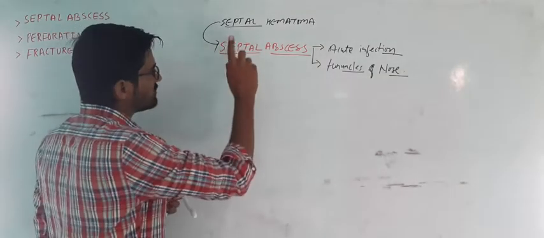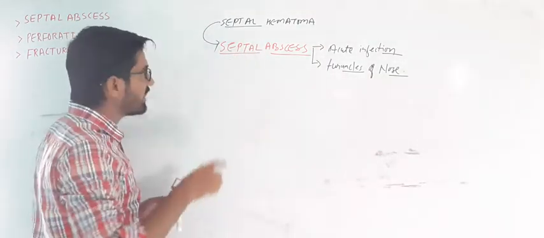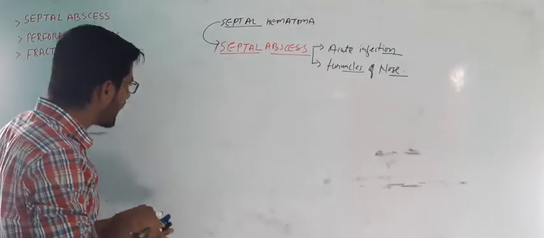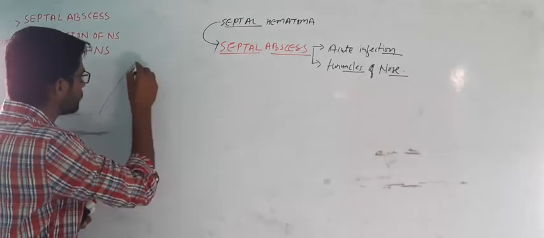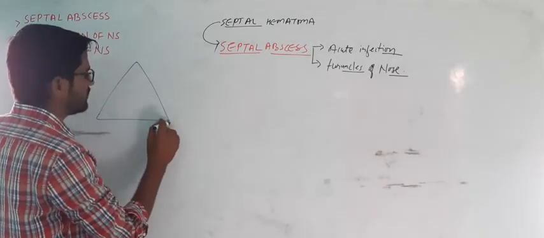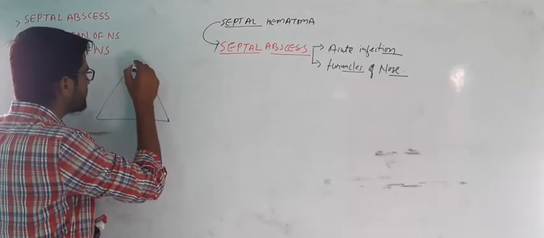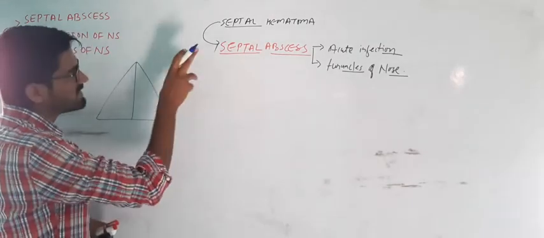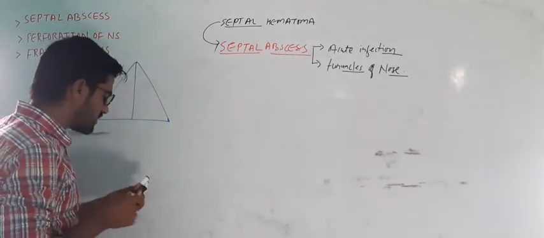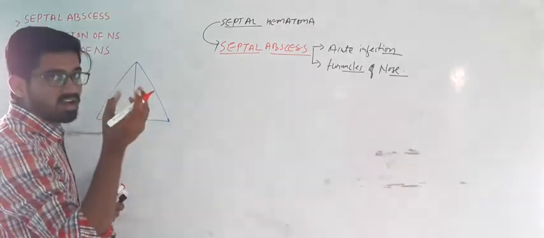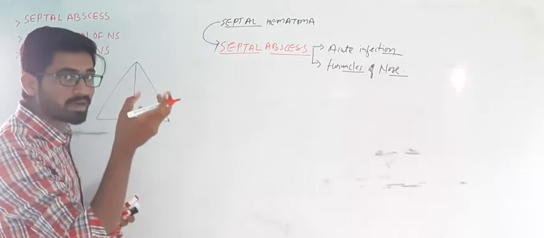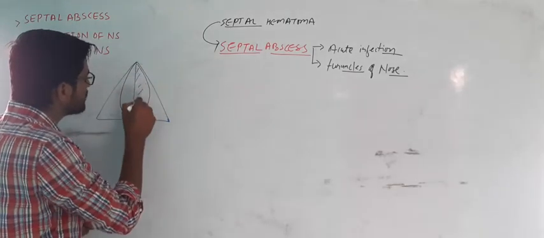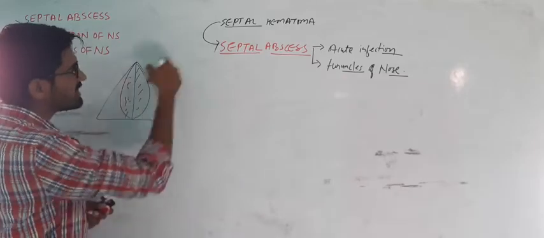Now, I think you all remember the septal hematoma. Here is the cavity, and here is the nasal septum. Normally the nasal septum is present here. In the hematoma, there is a collection of blood in the mucoperichondrium or mucoperiosteum, going like this. This is the blood, and that is called septal hematoma.